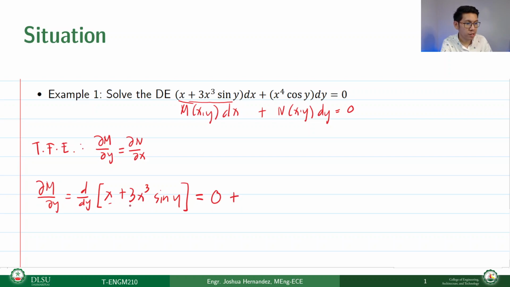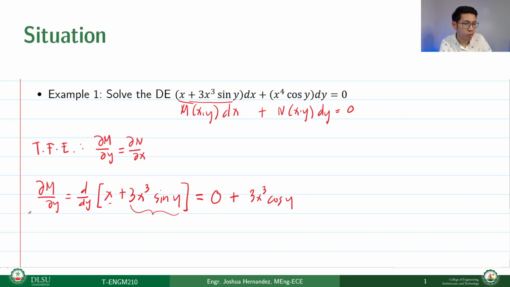Now, how about this function? We treat again 3x cubed as a constant and differentiate sine y. Still remember, the derivative of sine u is cosine u. So, copying 3x cubed, we have cosine y.